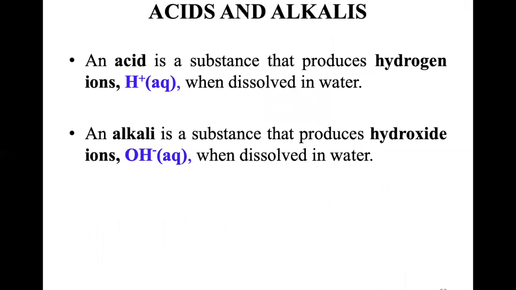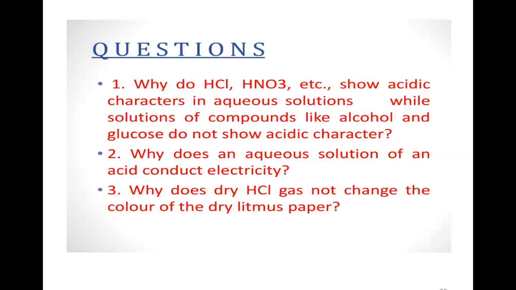So acid is a substance that will produce H positive. Aqueous means in water, when dissolved in water. And alkali is a substance that will produce OH negative when it is in water. So your question is, why do hydrochloric acid and nitric acid show acidic character in aqueous solution, while solutions of compounds like alcohol and glucose do not show acidic character? The answer is, they do not ionize. Alcohol and glucose do not ionize.